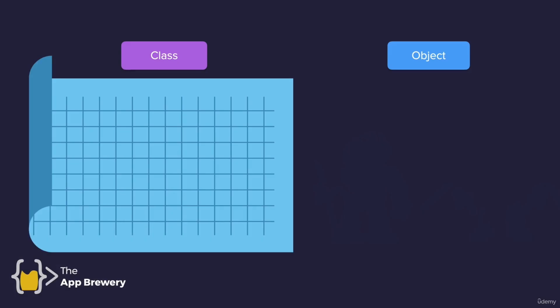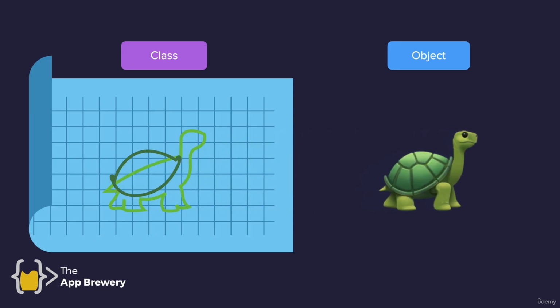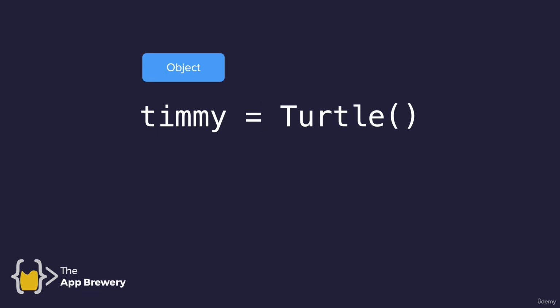Well, we know that we can use a class or a blueprint to define what a turtle should appear like and how it should behave. So what it has and what it can do. Now we can then take this class and construct an actual turtle object from it, which is then doing all the drawing and walking around on the screen. So this is what the code has looked like so far. We have Timmy, which is our turtle object, and turtle, coming from the turtle module, is the class which is used to construct this object.